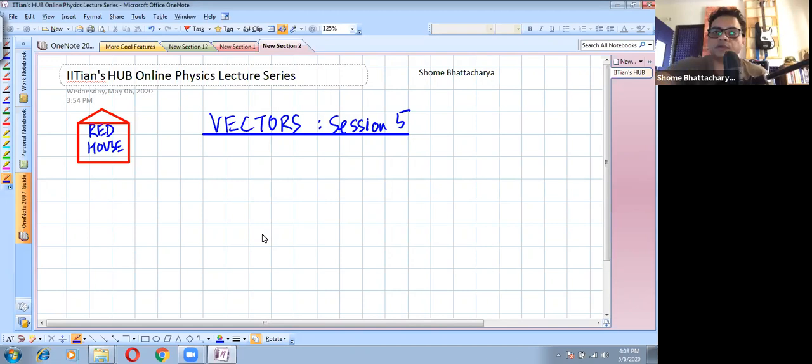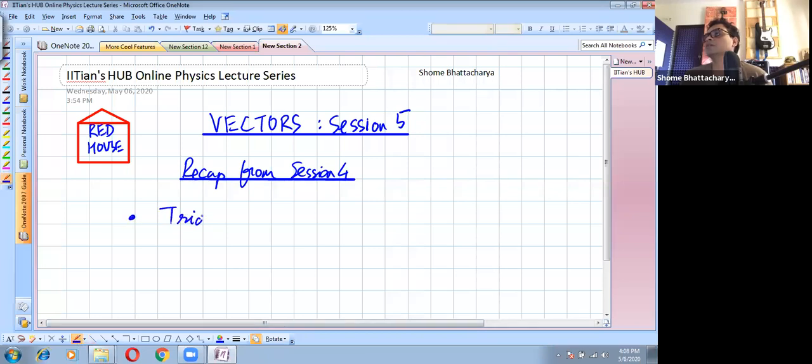So I'll quickly go over a couple of important points from last lecture's end, which are to do with the geometrical derivations we have done. So from session 4, let's look at a few new important things that we've seen. One was the triangle inequalities. So understanding all that.